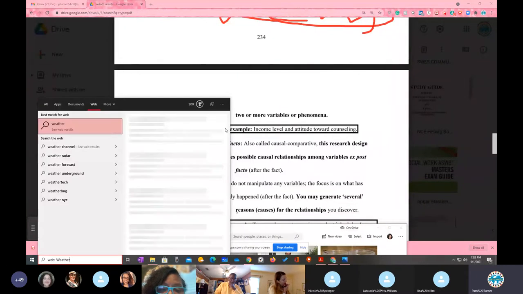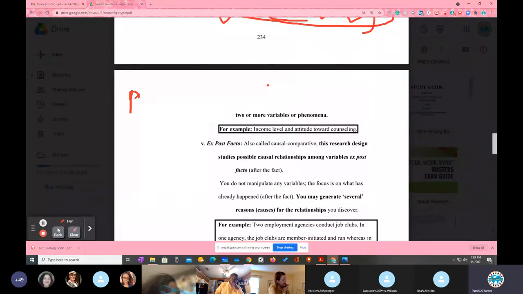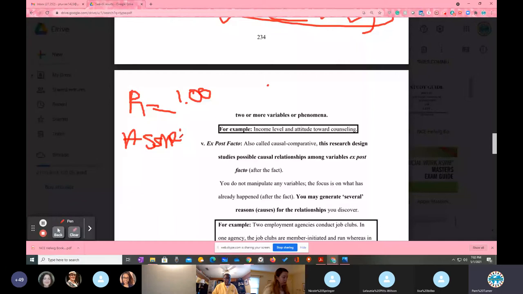Okay. So correlation is my R. That is my Pearson's R. Perfect correlation is 1.0. And I think we covered that more in assessments last week. Perfect correlation means that two items match. If I do well on one test, the assumption is I'll do well on the other. That's a correlation. And that goes under quantitative.